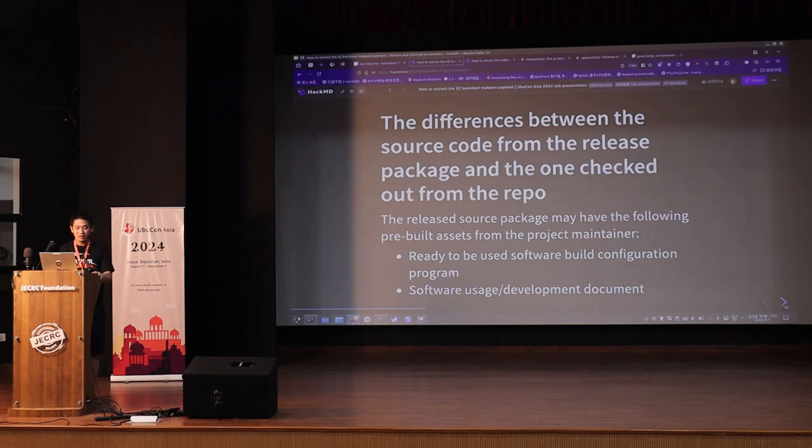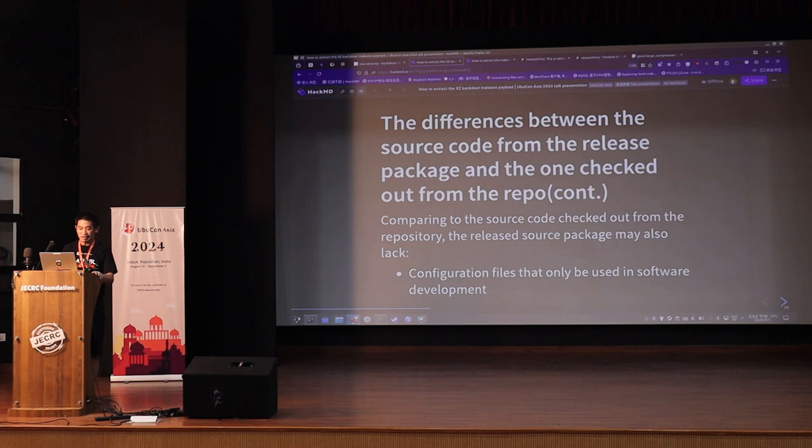And why is that? This is mainly because the project maintainer will build some files on their machine into the source release archive. It will not directly use the files in the source repository. This is because the end user may not have the required software version, or even the software, to build these files. So it is best to let the project maintainers generate them. Also, the release archive may lack some files that are in the source repository because some files are only useful in the development process, so the maintainer will strip them out from the release archive.